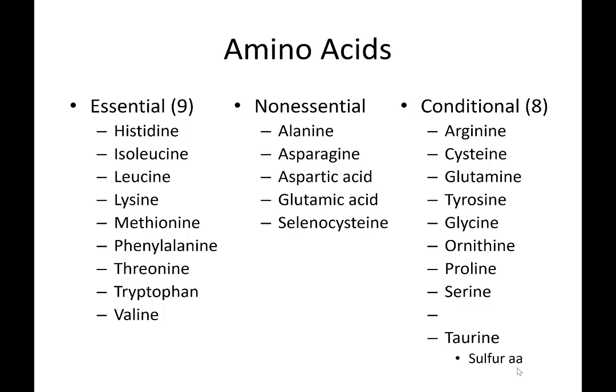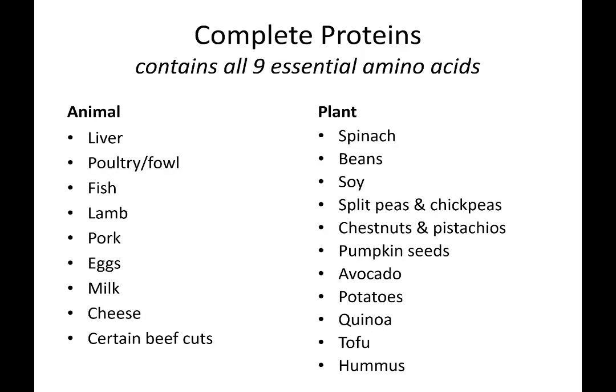And then there are these conditionals, which are a new category. The conditionals are now some that are required. Instead of non-essential, where we can just make them, conditional means you kind of do need to have these in your diet. So these are complete proteins. Animal proteins, obviously, are the easiest way to get all your essential proteins. But if you want to be a vegetarian, good, way healthier. To be vegetarian, you should eat more plant-based foods, which is way healthier, but you better eat the right plants.